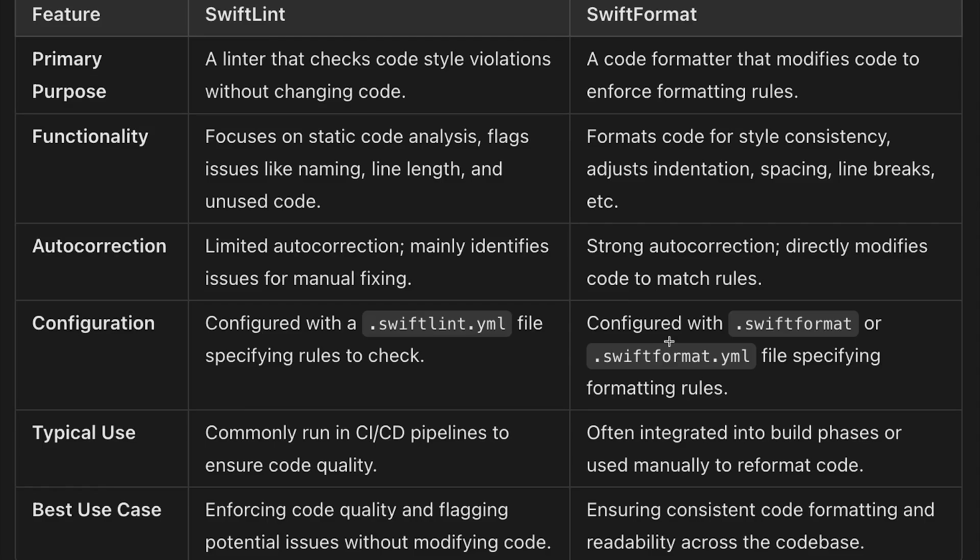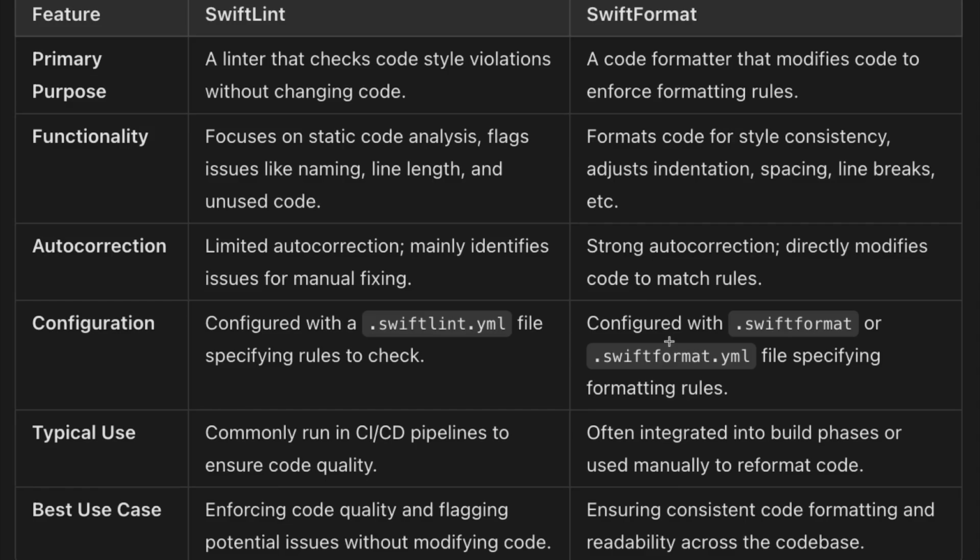SwiftLint also has an auto correction mechanism, but it has limited scope. Most of the issues we need to fix manually, whereas SwiftFormat has a very good, strong auto correction mechanism. It directly modifies the code according to the rules which we define.